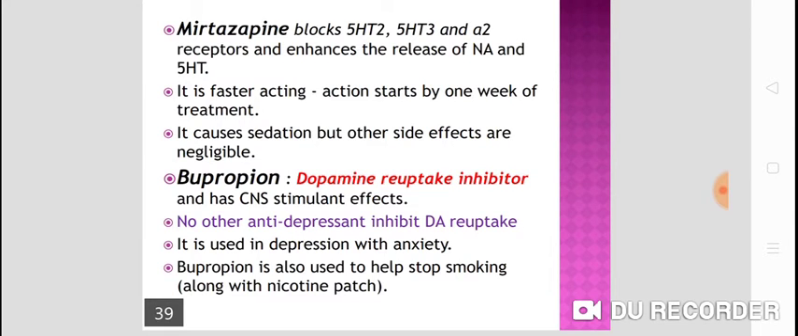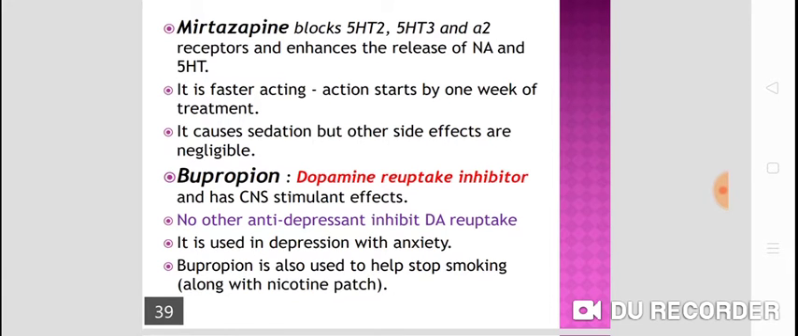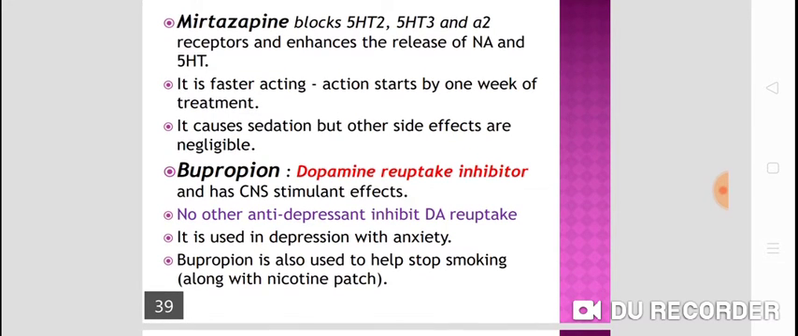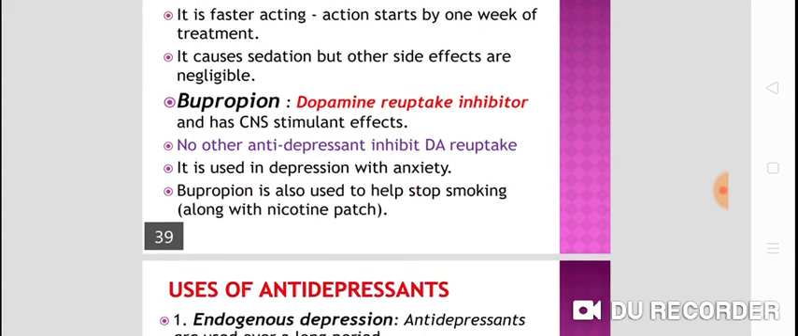Now, the most commonly used drug, bupropion, is a dopamine reuptake inhibitor, and it has a CNS stimulant effect. No other antidepressant inhibits dopamine reuptake. Bupropion is the only drug which inhibits dopamine reuptake. It is used in depression with anxiety. Bupropion is also used to stop smoking addiction, along with a nicotine transdermal patch.